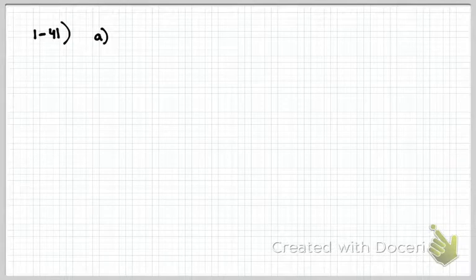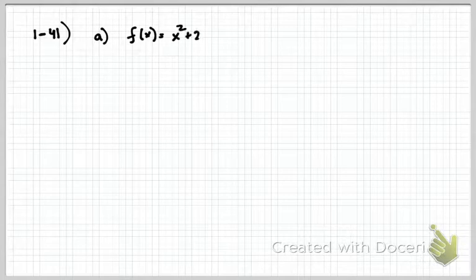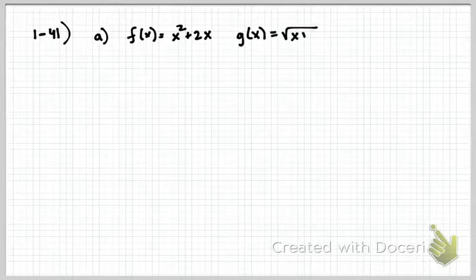So for 41, let's look at A and maybe D. Okay, so for A, first we have f of x is equal to x squared plus 2x, and g of x is equal to the square root of x plus 1. So A asks us to evaluate g of x minus 2.